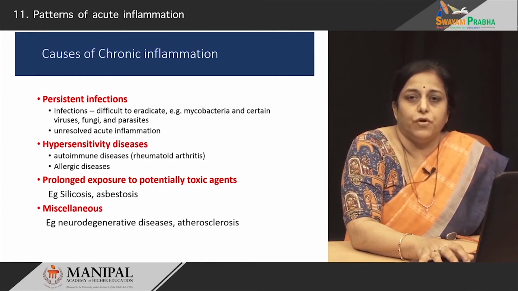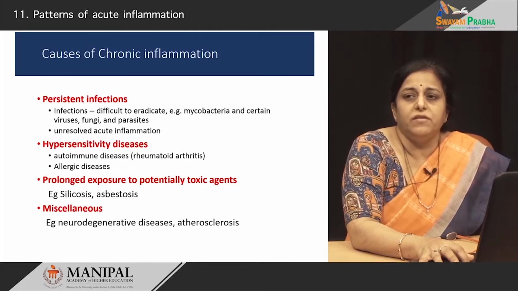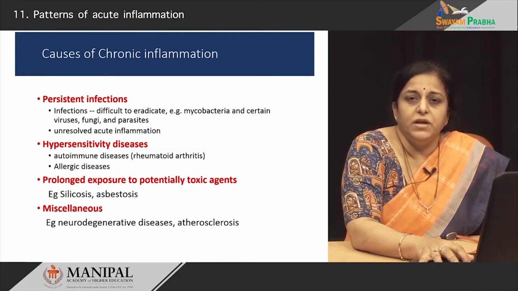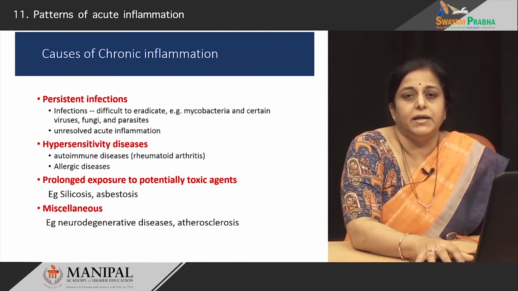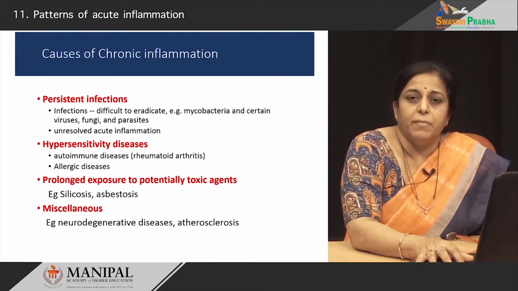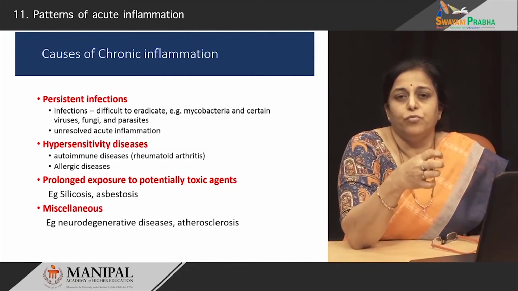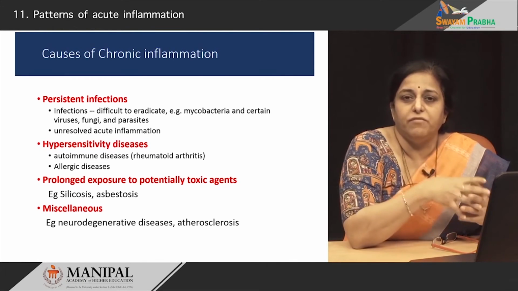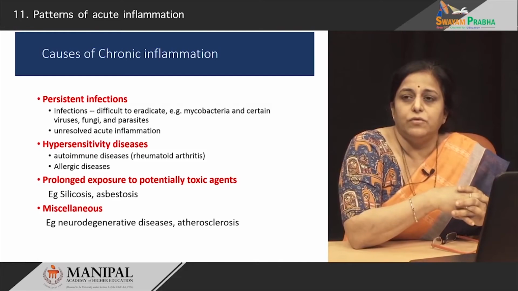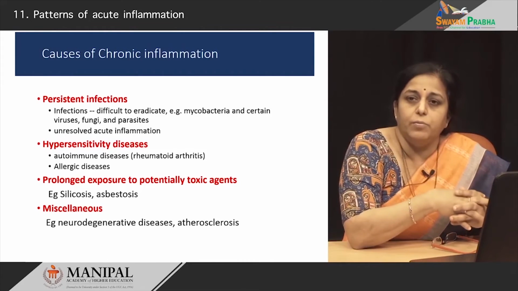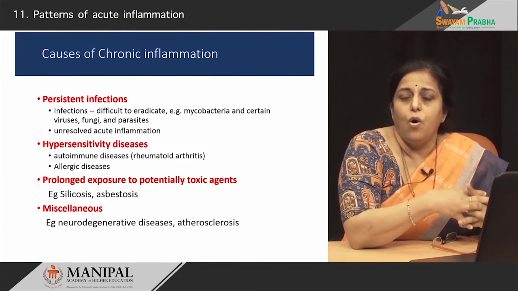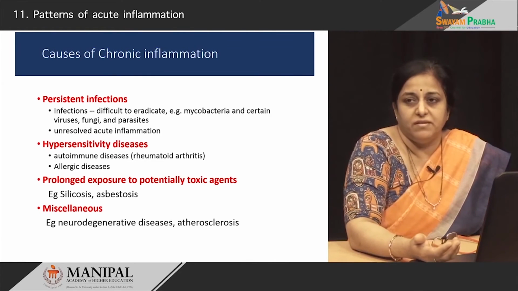So, what are the causes of chronic inflammation? Number one, and the most important, is persistent infection. If the inflammation is not able to be eradicated by the acute inflammation, for example, tuberculosis is an infection where the macrophages are not able to eliminate the bacteria, because in tuberculosis the mycobacteria prevent the fusion of phagosome and lysosome. That is a very important step in phagocytosis and killing of the bacteria. So, that is the reason tuberculosis is usually a chronic inflammation. It cannot be handled by acute inflammation and phagocytosis, or if there is an unresolved inflammation for some reason.